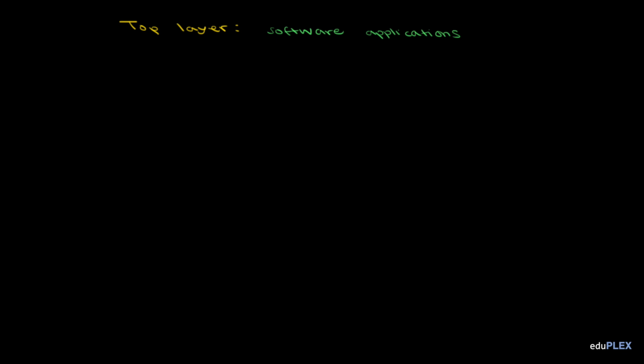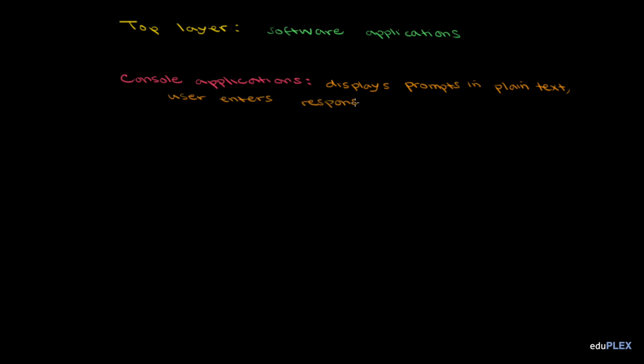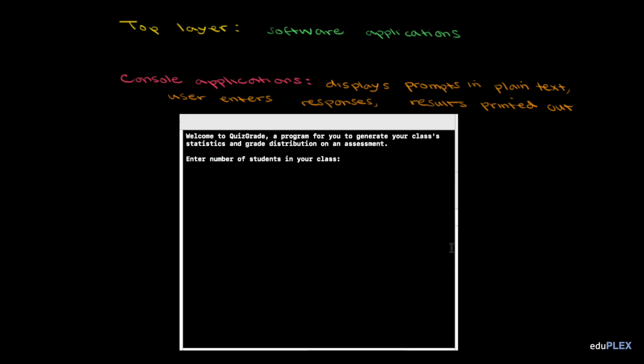It's also interesting to note that we didn't always have GUIs like we do today. Before, there were console applications, basically where the computer displays prompts in plain text, and then the user enters responses, and then results were printed out, whether it's a number, a table, a report, or whatever it needed to be. For example, here's a simple console application that takes some basic information about how several students did on a quiz and displays some basic statistics and a grade distribution as the result.